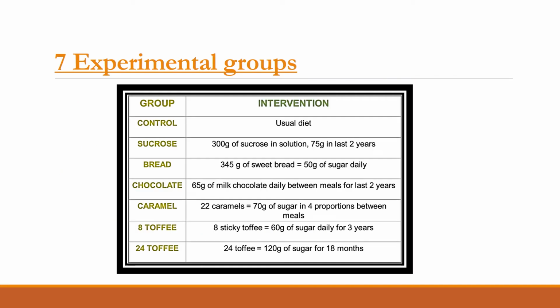So there were 7 groups: on the left-hand side is the group and on the right-hand side the intervention. Control group had the usual diet, and there is a sucrose group, that is 300 gram of sucrose in solution, and 75 gram in the last 2 years. This study was conducted for around 10 years. In the first 7 years they gave 300 gram, in the last 2 years 75 gram. The bread group had 345 gram of sweet bread, 50 gram of sugar daily. In the chocolate group, 65 gram of milk chocolate daily between meals for the last 2 years, and the caramel group, 22 caramels equal to 17 gram of sugar in 4 portions between meals, and 8 sticky toffees equal to 60 gram of sugar daily for 3 years, and 24 toffees, 120 gram of sugar for 18 months.